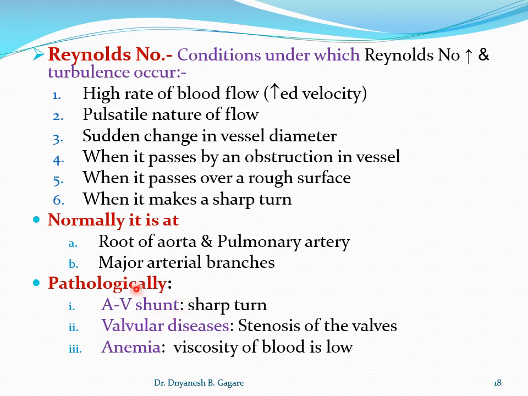Then pathologically, blood flow becomes turbulent, for example, in an AV shunt, arterial to venous, when the blood takes a sharp turn. Then it creates noise and the blood flow becomes turbulent. We can also get noise, or turbulent blood flow, in valvular diseases, for example, stenosis of the blood vessel, stenosis of the valves.